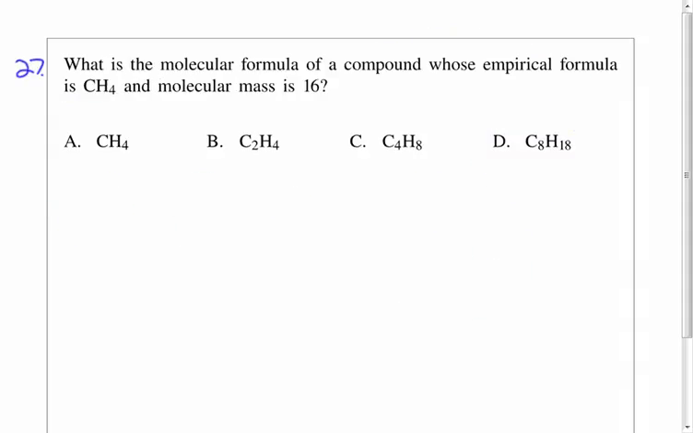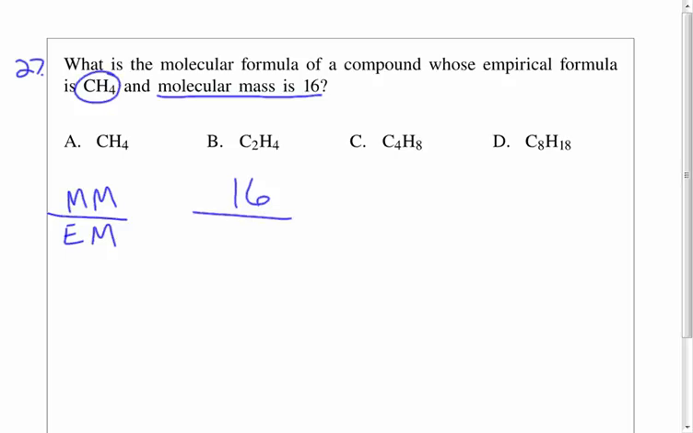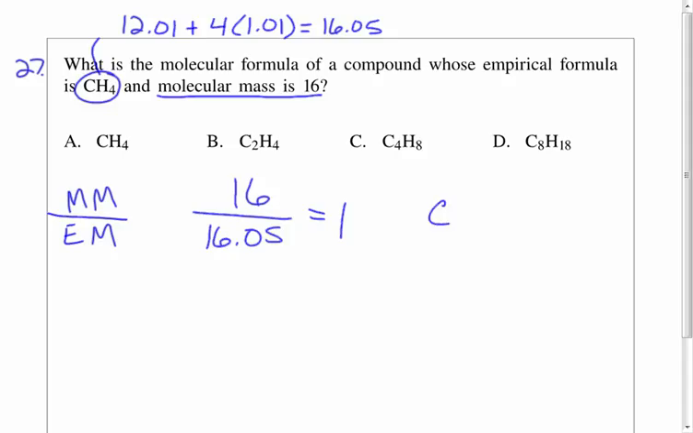27. Now our empirical formula is CH4. Molecular mass is 16. So we have molecular mass over empirical mass. 16 over. This time we have a carbon and 4 hydrogens for a total of 16.05. That's what goes on the bottom. Very, very close to exactly 1. So you don't have to actually multiply by everything. It stays the same.